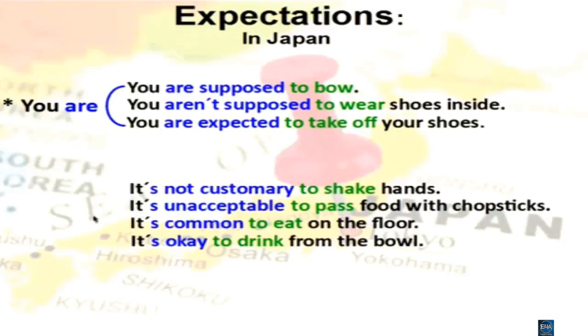Now all of these, if we notice, are using it is, right? So if I say it's not customary to shake hands, it's unacceptable to pass food with chopsticks, it's common to eat on the floor, and it's okay to drink from the bowl. Notice this it is talking about the situation, right? The situation is not customary. The situation is acceptable or unacceptable. The situation is common or not common. It's okay, it's not okay. That's all talking about different types of situations. And then we use the infinitive to tell you what is that situation, okay?